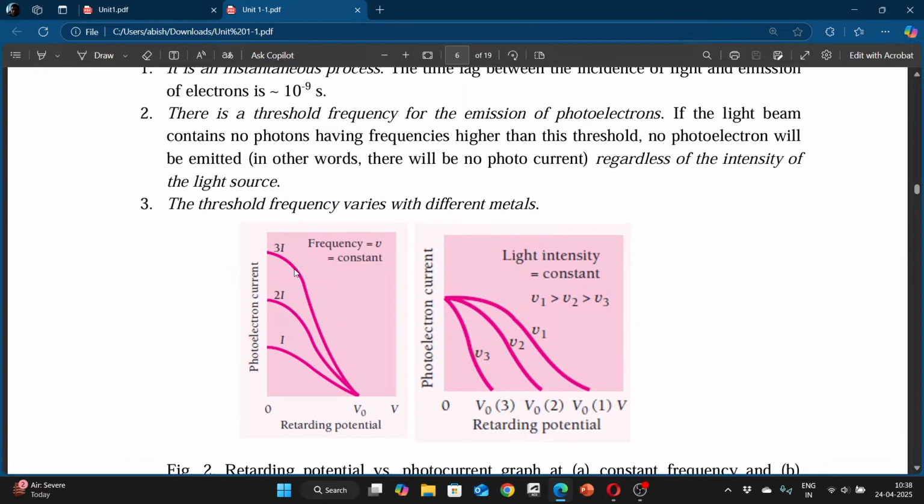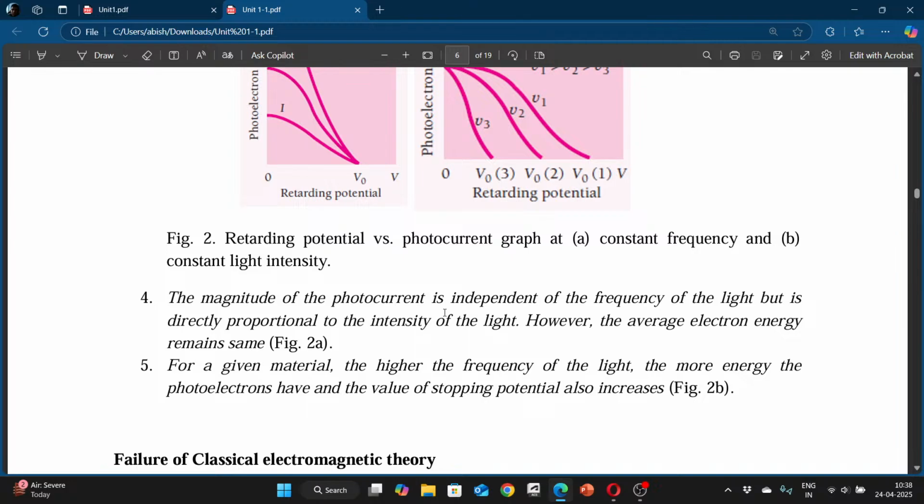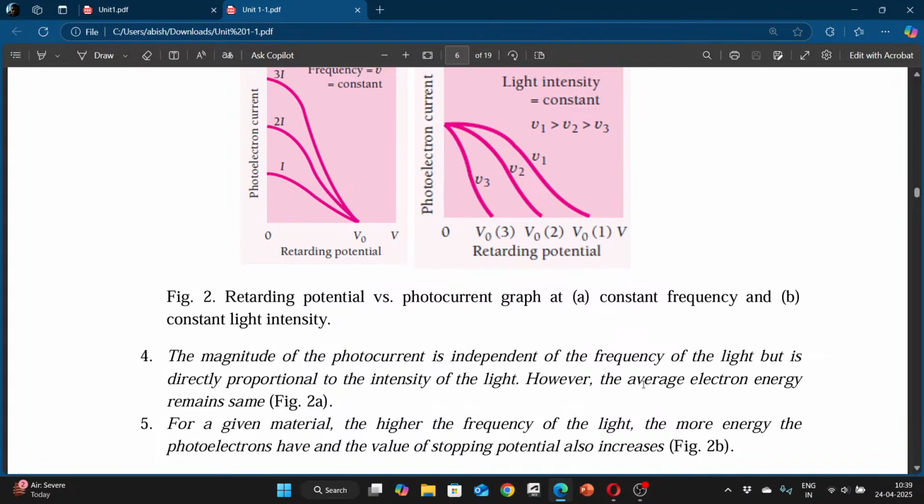These are just two graphs to determine the magnitude of the photocurrent. It is independent of the frequency of light, but the magnitude is going to be the same, as you see, but the retarding potential varies.